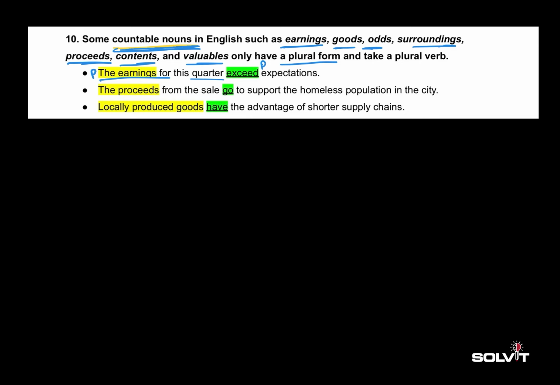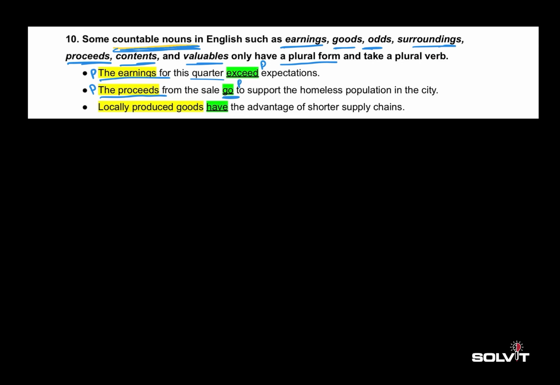Now, the second sentence is: the proceeds from the sale go to support the homeless population in the city. So, once again, the proceeds can be counted, they can be measured. So, it's a countable noun, which means it's plural. Okay, and the word that goes along with it will also be plural. Okay, it's go. It will not be goes. Goes is a singular form. This will be go, which is the plural form.